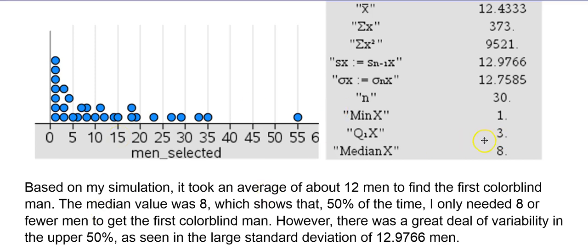The median value was 8, which shows that 50% of the time I only needed 8 or fewer men to get the first colorblind man. However, there was a great deal of variability in the upper 50%, as seen in the large standard deviation of 12.976 men. So right there, large standard deviation. I could have also commented on the range of 55, that there was an outlier at 55, and so forth. And the fact that the graph was skewed to the right. But basically, the first question was just answering about how many men it took. So it makes sense to talk about both the center and the amount of variability. That's what you need to talk about here.